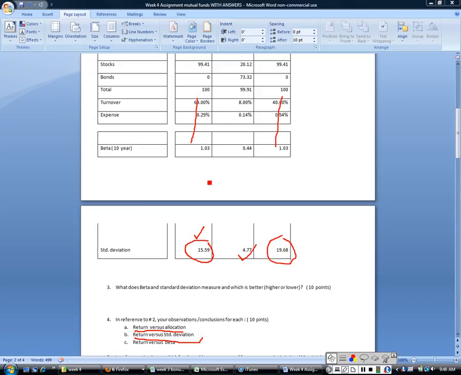And the last one, return versus beta. Typically you're also going to find that the funds that have more stock are obviously going to be more correlated to the S&P 500. So you're expecting that the return will be comparable to the beta. In this one, the beta was less, 0.44, and obviously you expected the return to be lower in that one too.